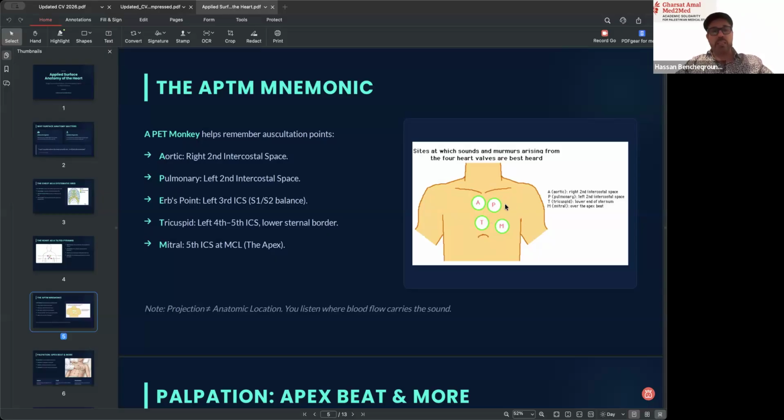P is the pulmonary. It's the left second intercostal space, across from the other one. Then T is the tricuspid. It's the left fourth and fifth intercostal space. And then the M is mitral. It's the fifth intercostal space at the apex. Okay?